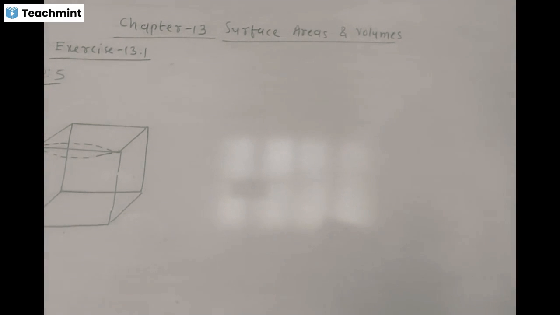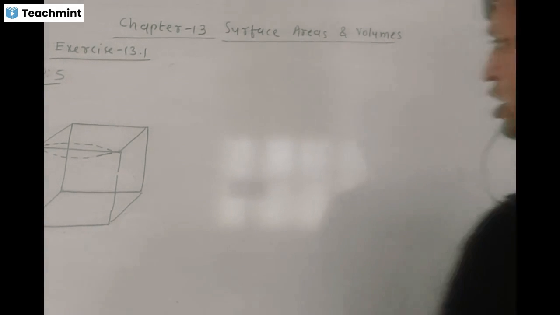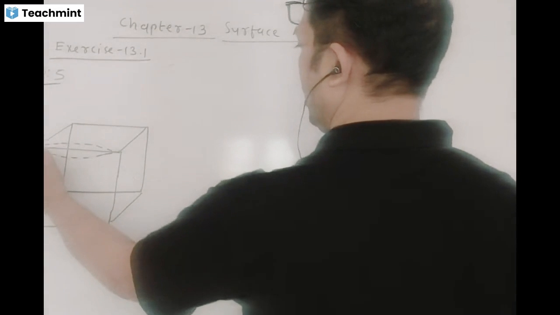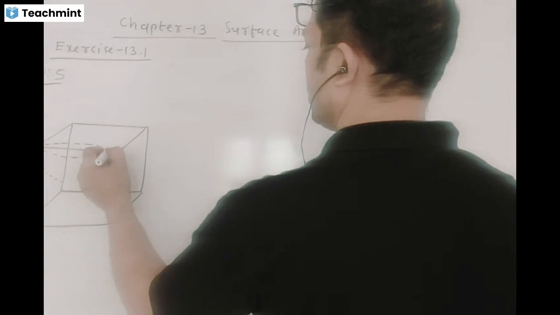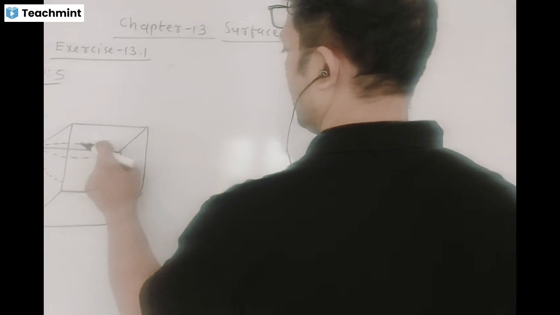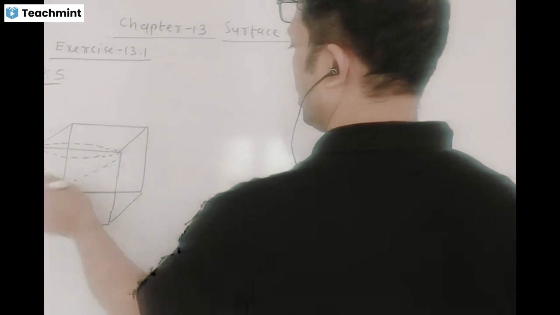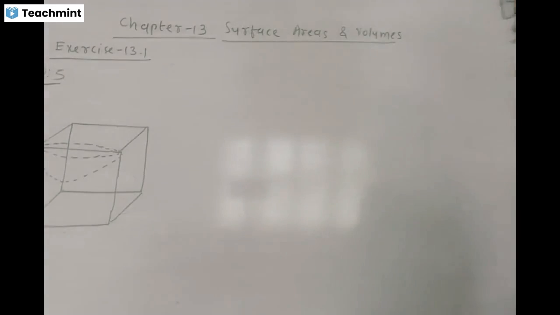A hemispherical depression is cut out from one face of the cubical wooden block. That is a cubical wooden box, and the depression of the hemisphere is cut out. हमने अंदर का एक पार्ट कट कर दिया है, हेमिस्फीयर का पार्ट.